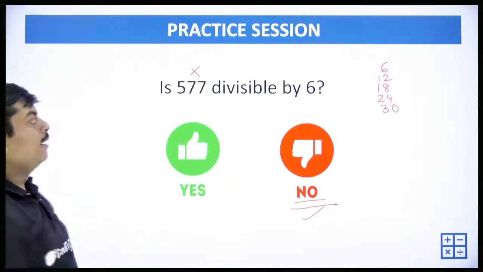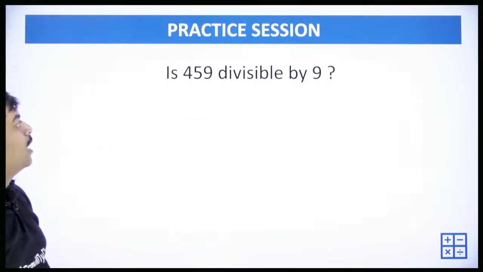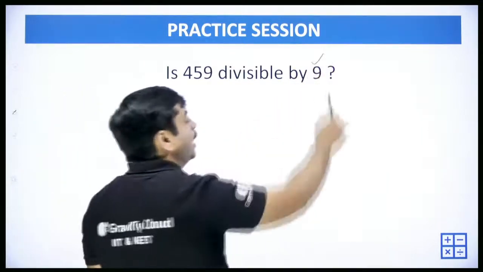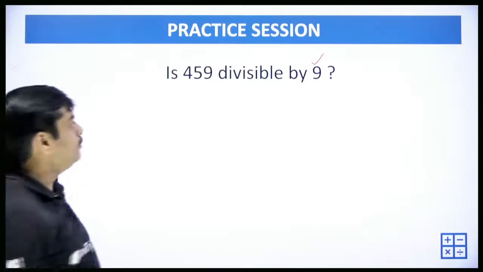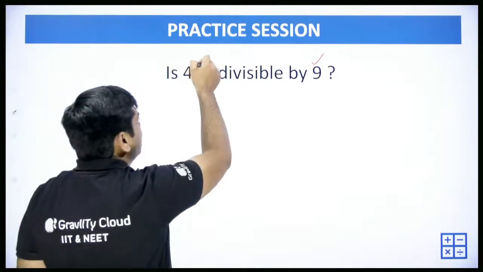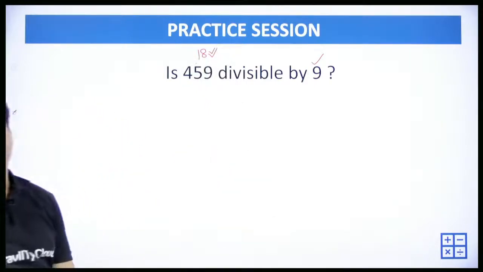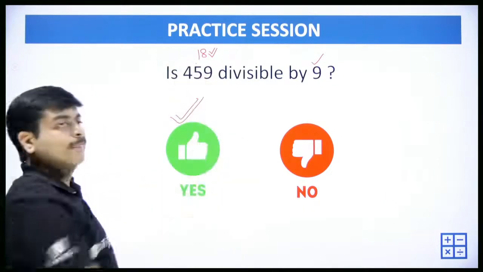Right? Next question. This is very simple, just straightforward. You can do it very fast. Is 459 divisible by 9? Once again, 9 means the sum of the digits should be divisible by 9. 5 plus 4 is 9, 9 plus 9 is 18. Yes, 18 is divisible by 9. So yes, we can say that it is correct.